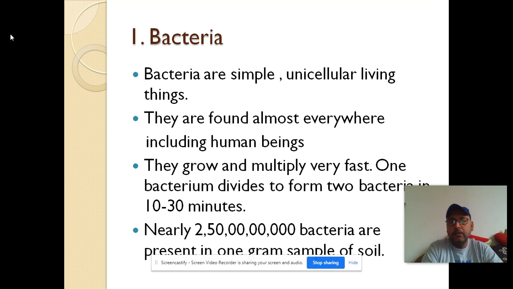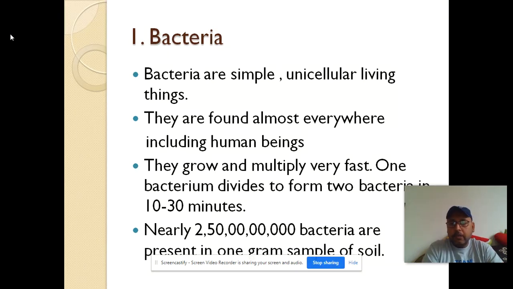Bacteria are simple unicellular living things. Unicellular means they are made up of a single cell. Their body contains only one cell. They can be found almost everywhere, including in human beings.